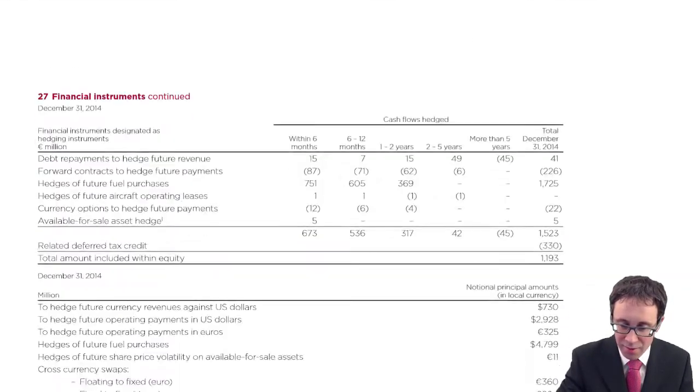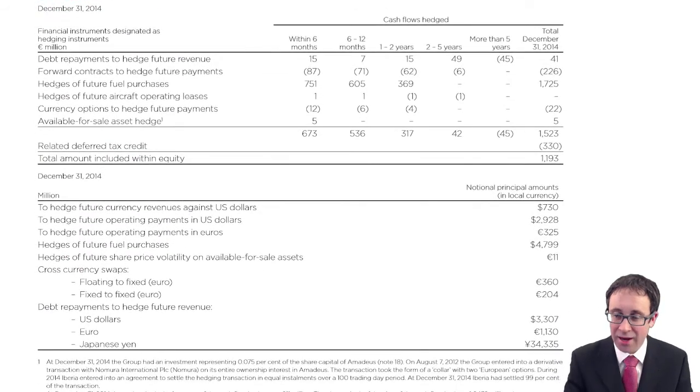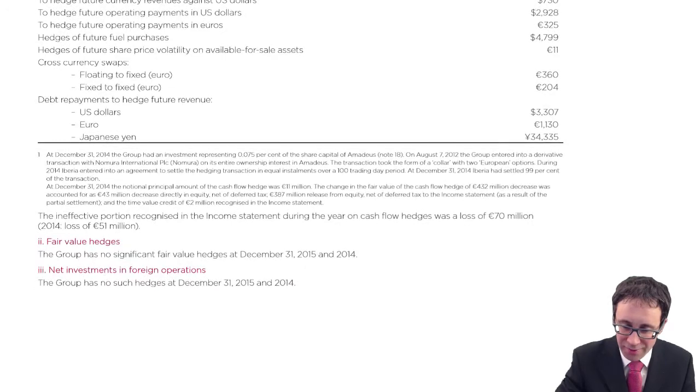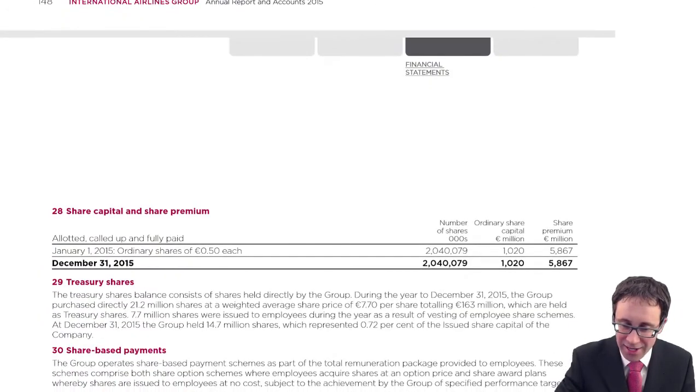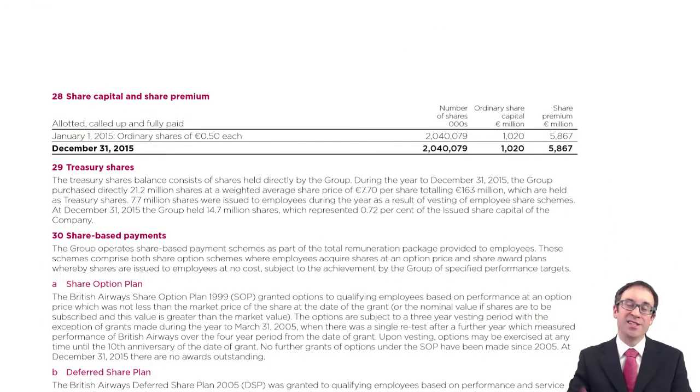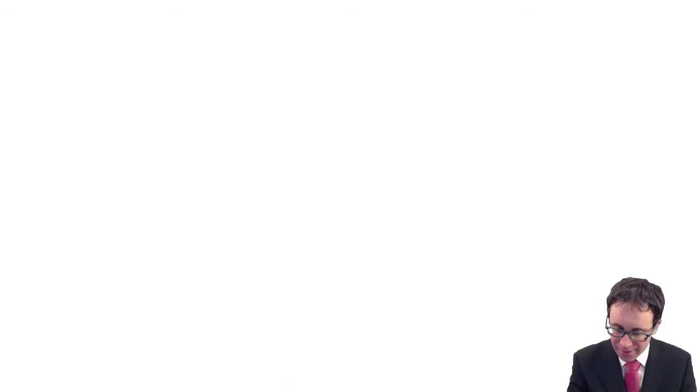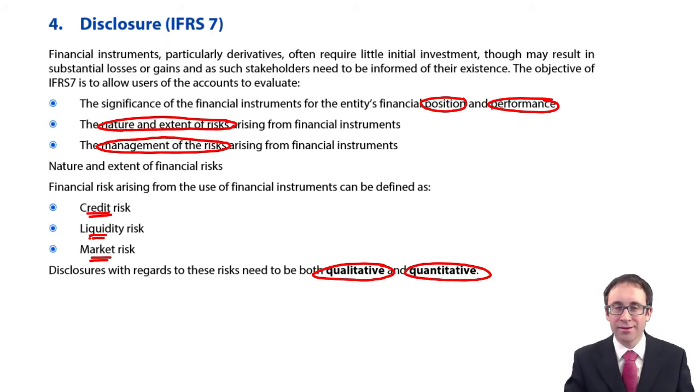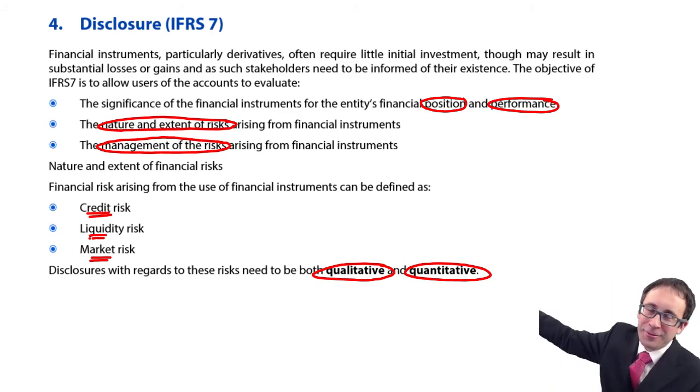I don't know about you, but I'm getting a headache. I'm getting a little bit lost. It's giving you huge amounts of information about your cash flows. And then we get into share capital and share premium. There's not too much there. You're probably panicking. Don't panic. That's all that you need to know.